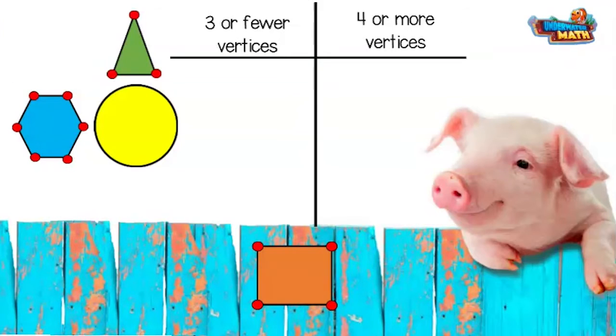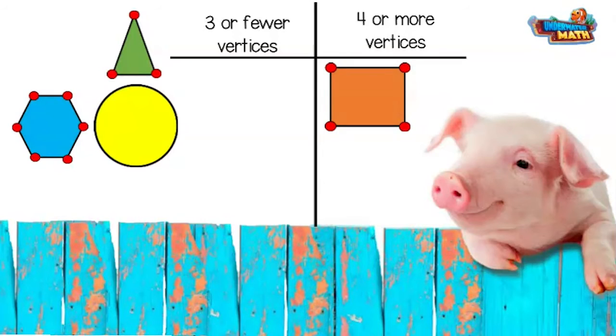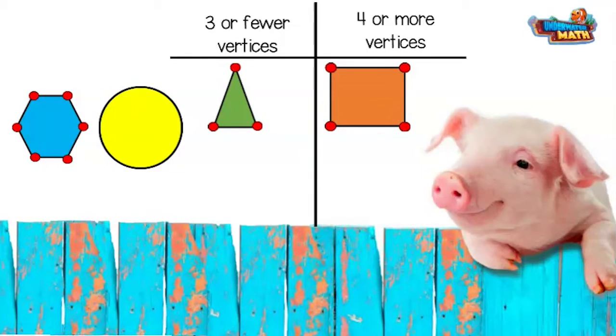Start with this rectangle. How many vertices are there? If you said 4, you are correct. The vertex or vertices are the connection between two sides. Next up, where will this triangle go? A triangle has 3 vertices and will be sorted into the 3 or fewer vertices.